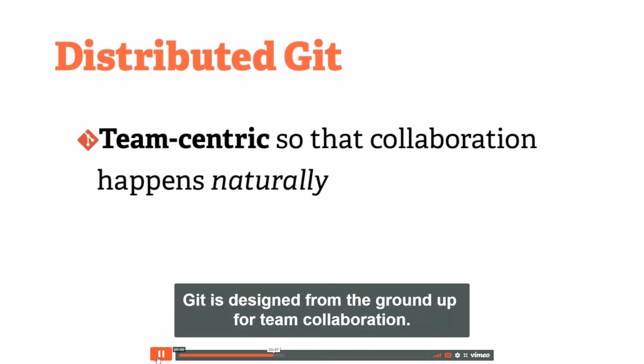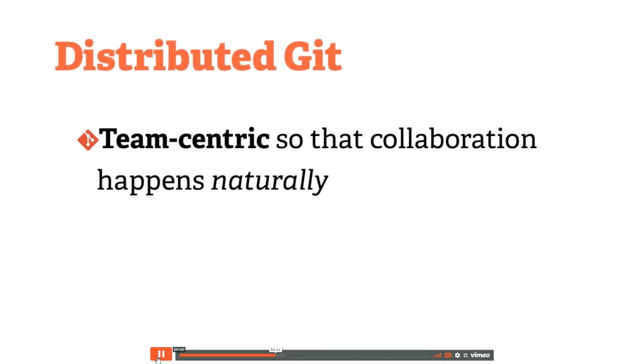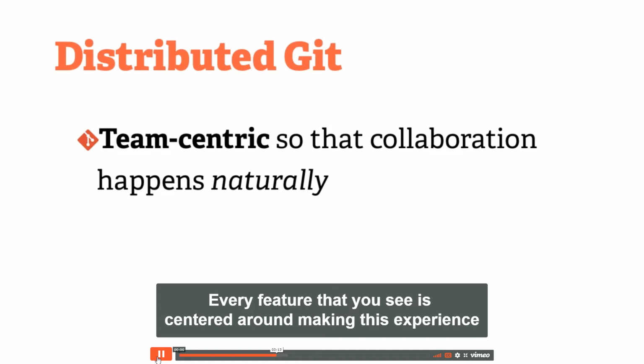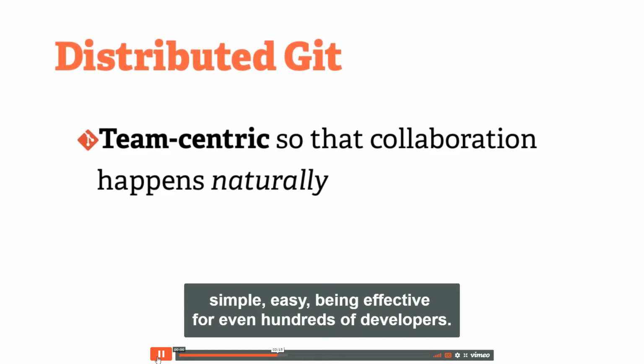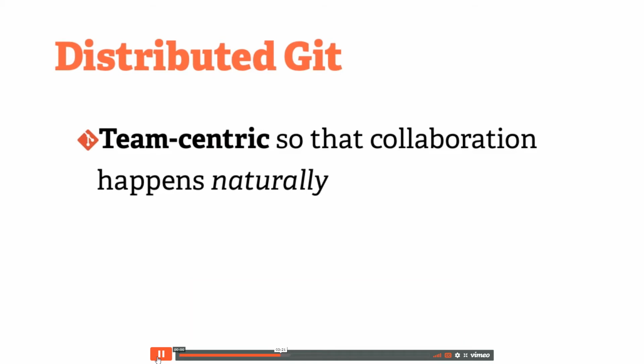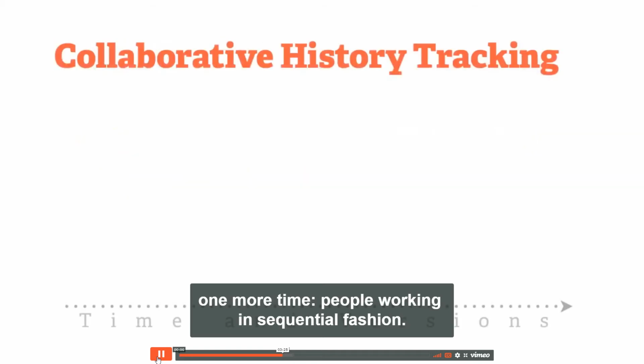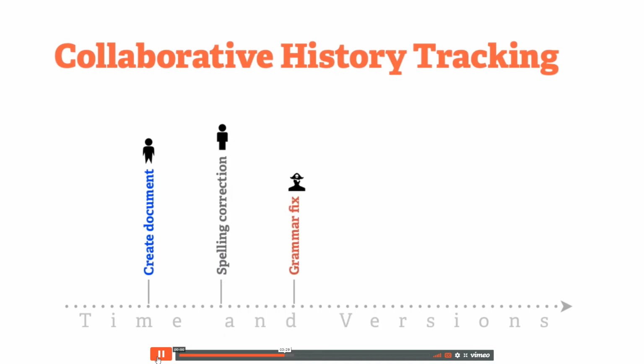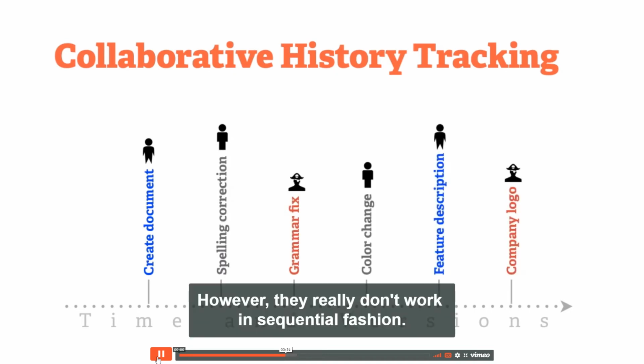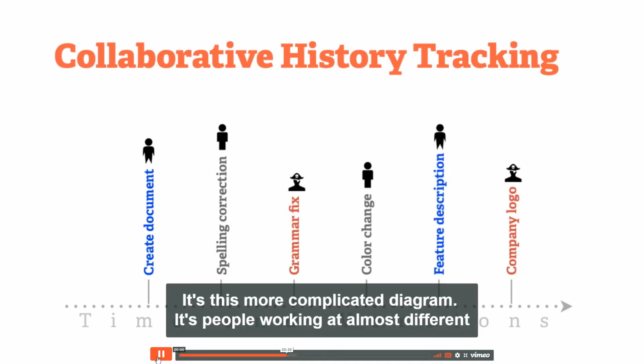Git is designed from the ground up for team collaboration. Every feature that you see is centered around making this experience simple, easy, and effective for even hundreds of developers. Having this at the core of our tool takes us back to that picture one more time. People working in sequential fashion. However, they really don't work in sequential fashion. It's this more complicated diagram.